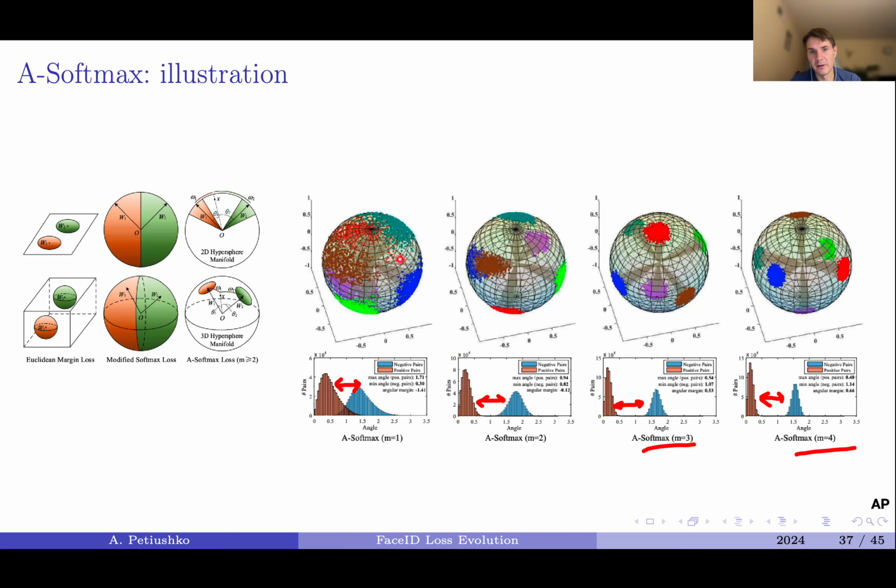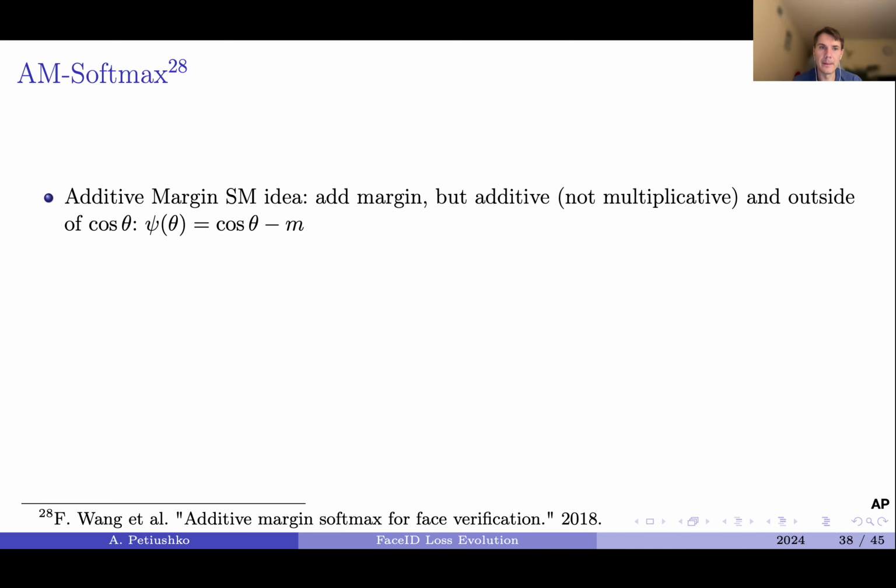And here, for the usual A-softmax in case of m equals 1, it is just modified softmax. In this case, it would be here. And here the separation is better, and here even better. So you can see, for example, that these areas for different persons' identities can be separated.